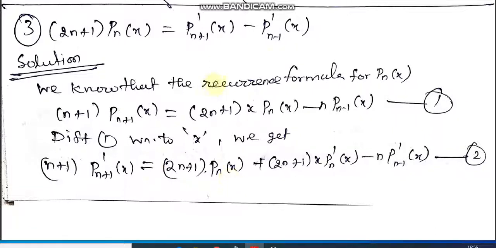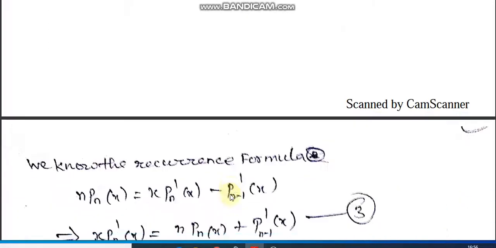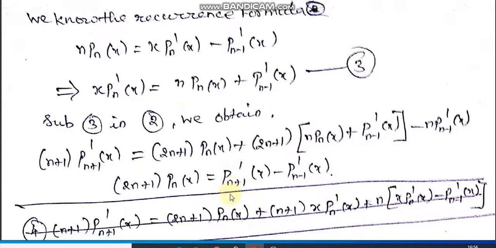For the third recurrence formula, we take the first recurrence formula. On differentiating the first recurrence formula with respect to x, we get equation 2. From that equation 2, we use the second recurrence formula, from which we find x Pn dash of x. Let that be equation 3. Now on subtracting 3 from 2, we obtain the equation that is the third recurrence formula.